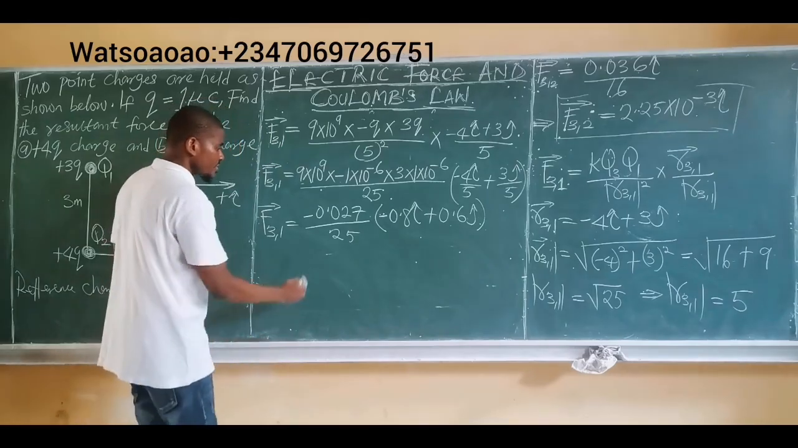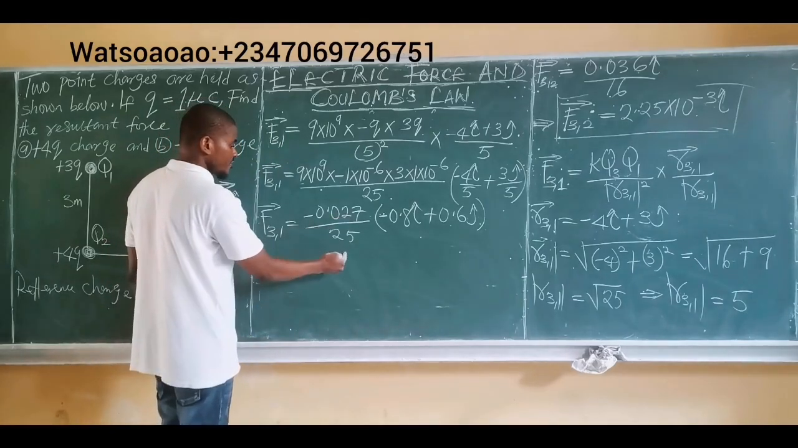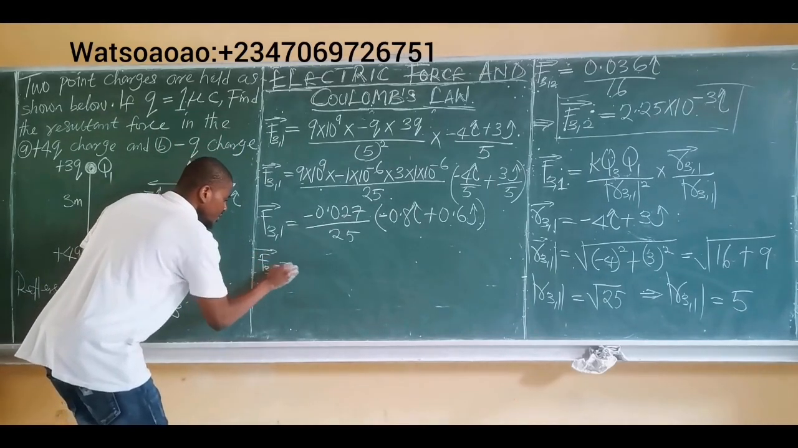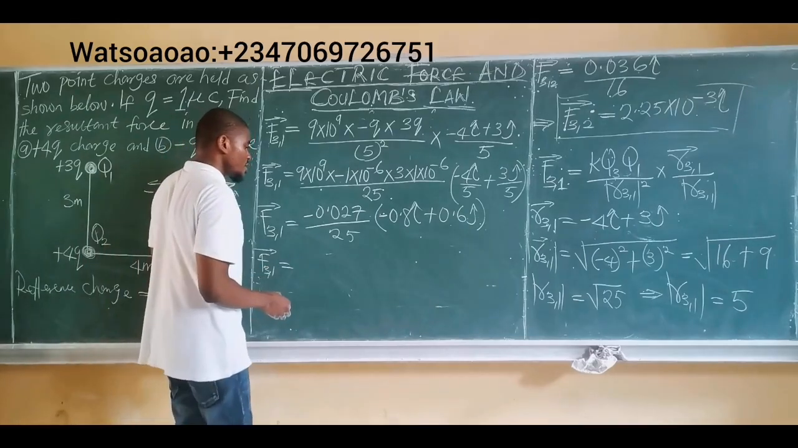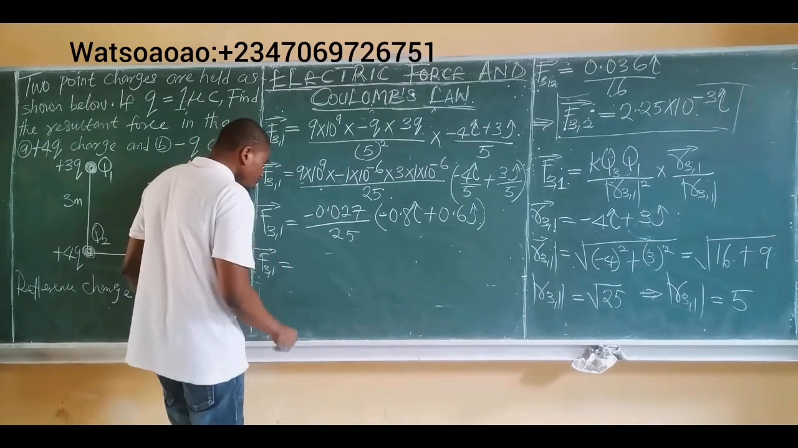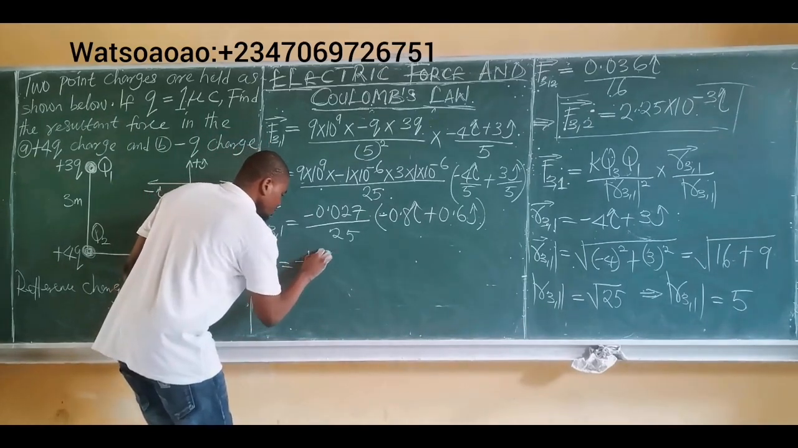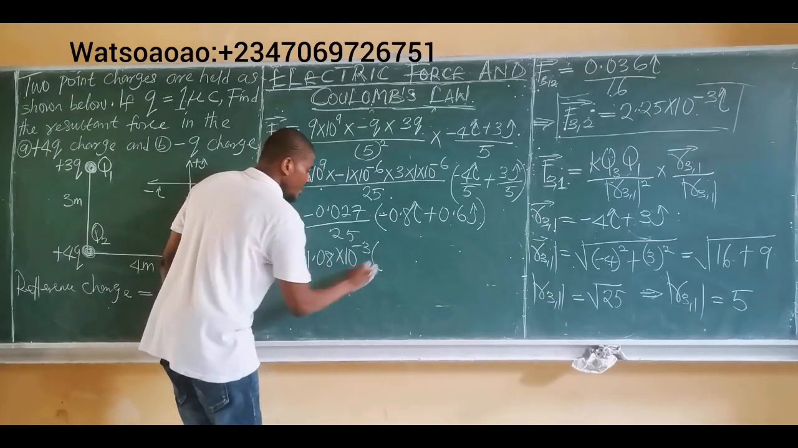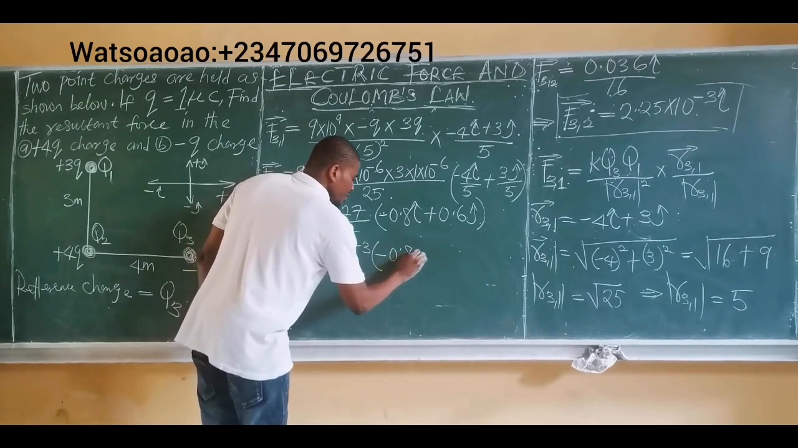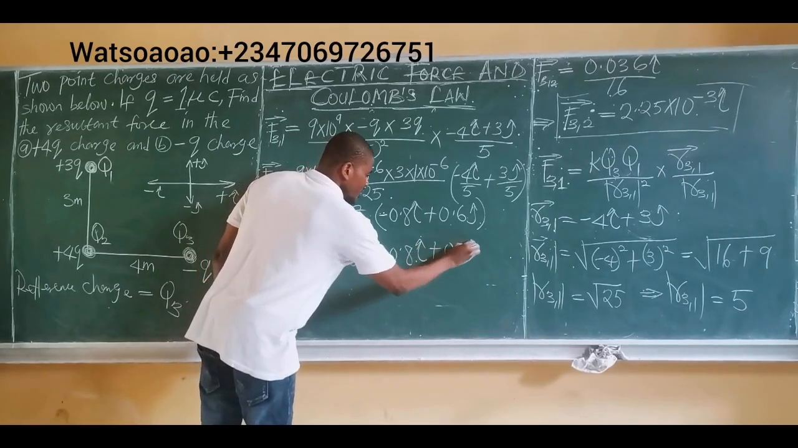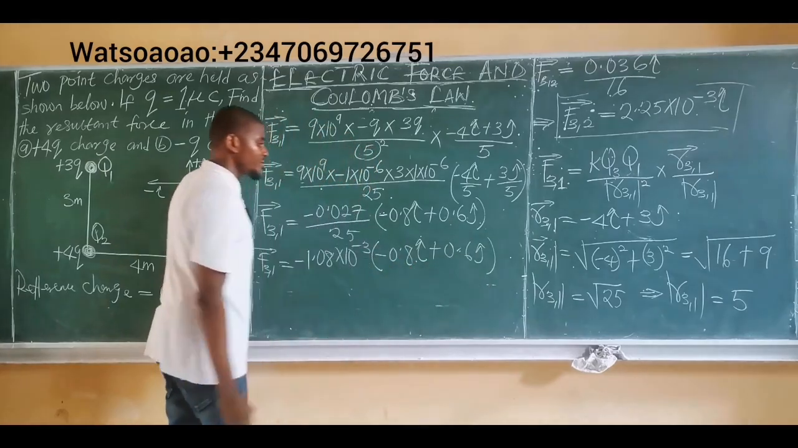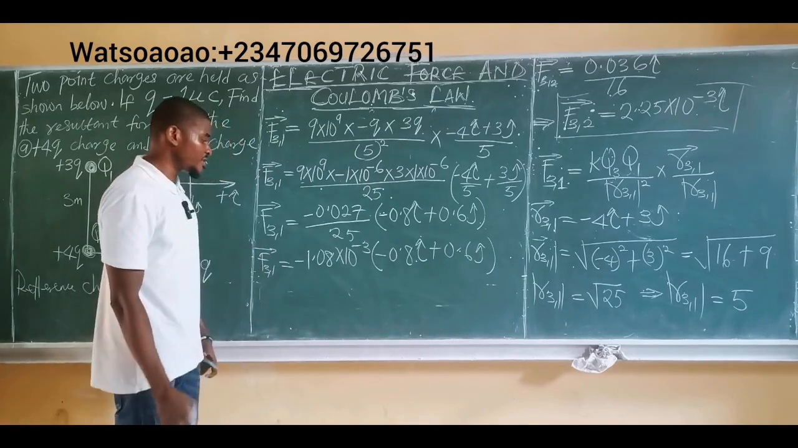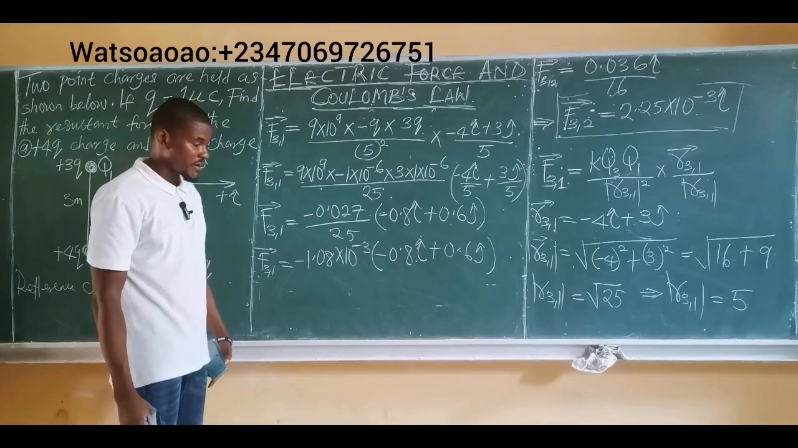Now at this point, I will simply find the ratio 0.027 divided by 25. Therefore, the force between charge 3 and 1 is equal to negative 0.027 divided by 25. This gives us negative 1.08 by 10 to the power of negative 3 multiplied by negative 0.8 in the I direction plus 0.6 in the J direction. So all we need to do now is expand this bracket using negative 1.08 by 10 to the power of negative 3.